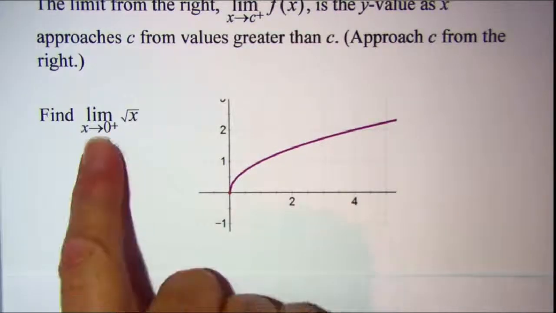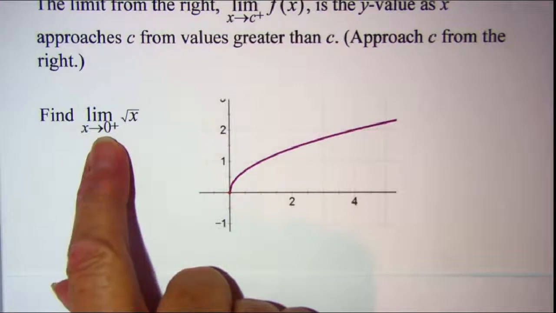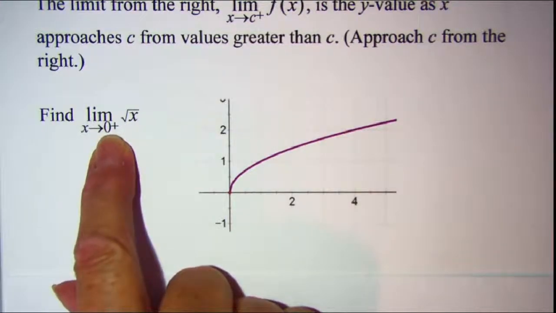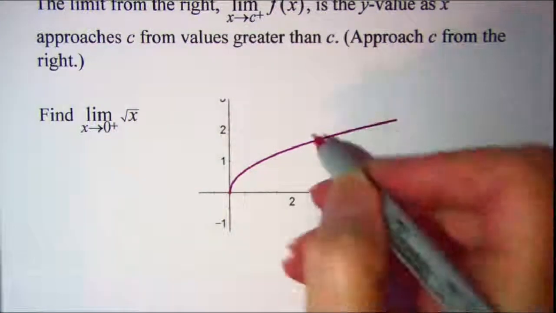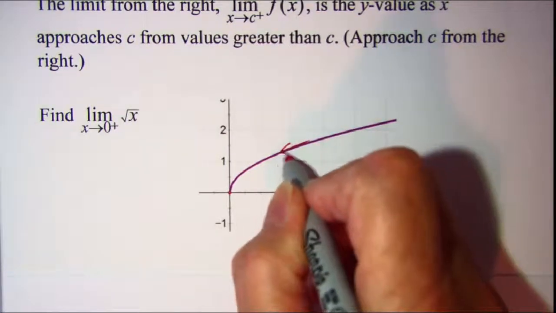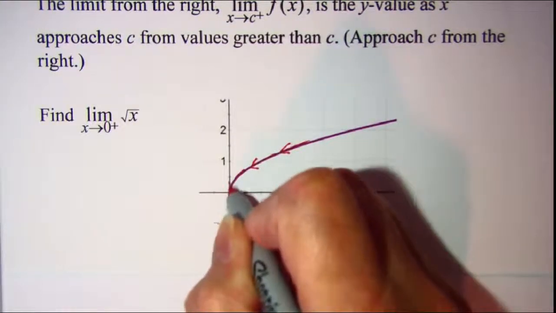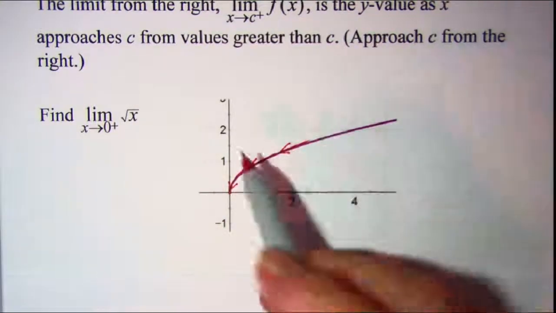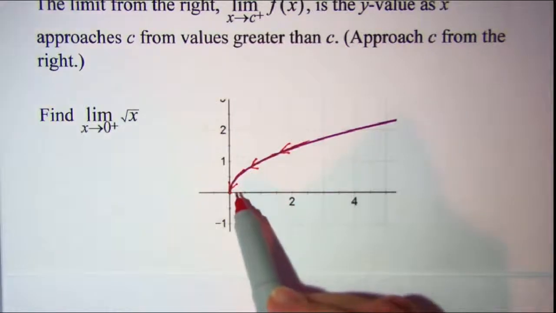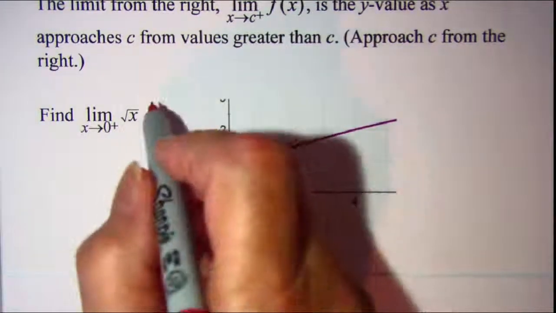So if we were asked to find the limit of the square root of x as x approaches 0 from the positive side, we're going to come in on the function and we're going to ask ourselves, what y value do we get closer and closer to? So we can see that the y value is 0.